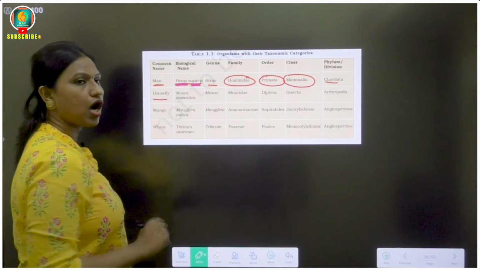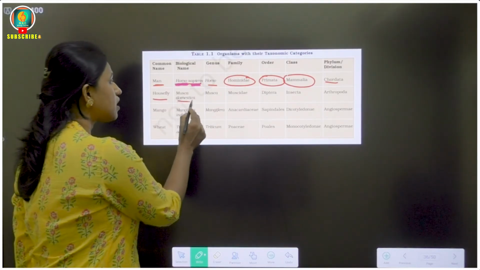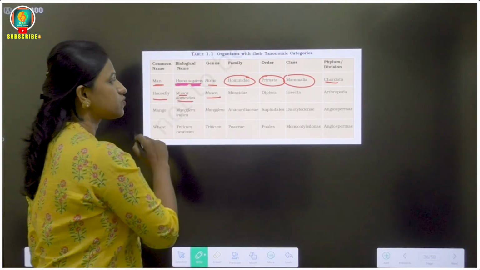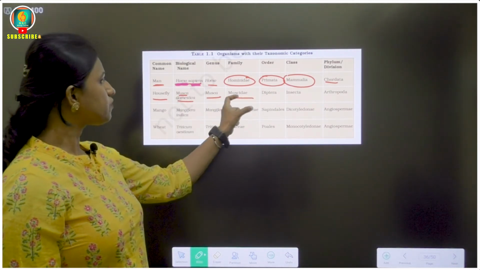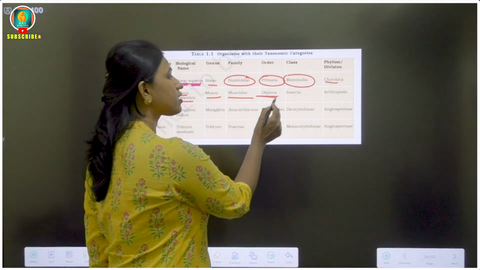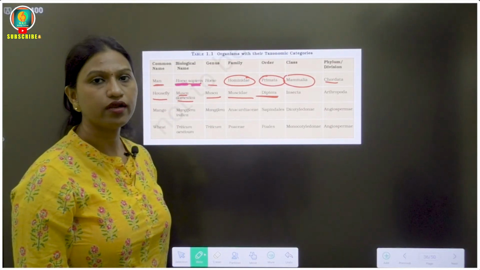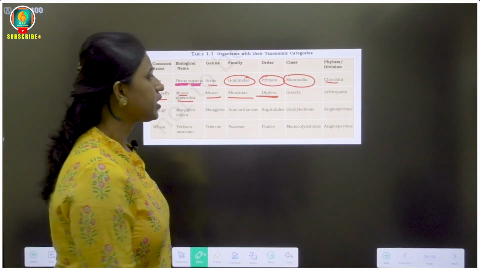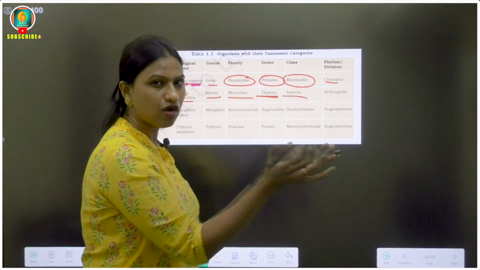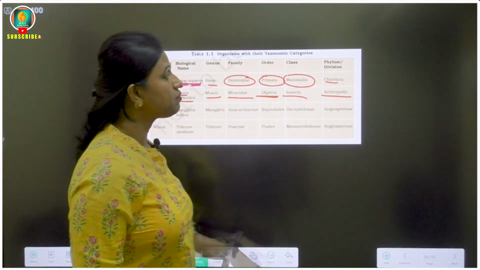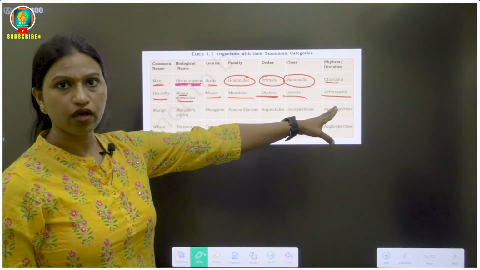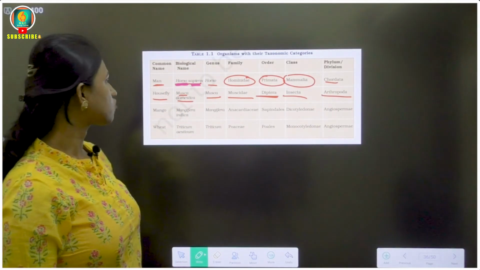Whereas housefly's scientific name is Musca domestica. Genus is Musca and family is Muscidae. Musca domestica, Muscidae. And order is quite confusing. Usually the students forget, but you have to remember Diptera. And class Insecta, housefly is an insect group, no, Insecta. And phylum, division, Arthropoda. Division we cannot say, it's a phylum only, Arthropoda.